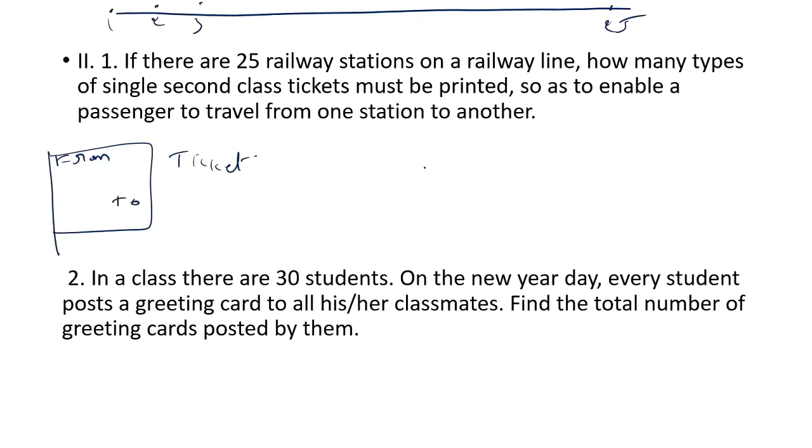So there are 25 different stations. And now we have these two blanks. The first blank is from and the second blank is to. In how many ways can we arrange these 25 stations in these two places? The number of ways of filling n objects in r places is equal to nPr. So the answer is going to be 25P2.